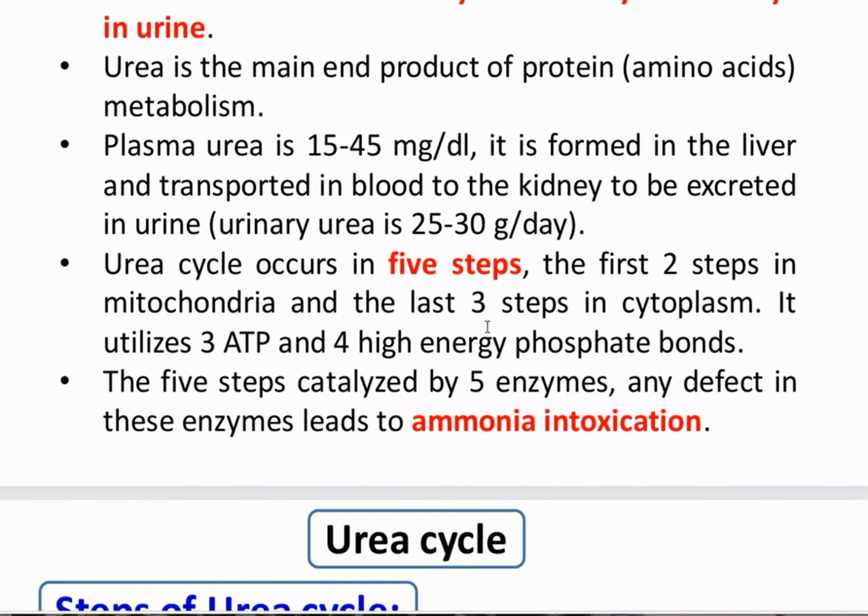Urea cycle occurs in 5 stages, or 5 steps. The first 2 steps occur in the mitochondria, and the last 3 steps occur in the cytoplasm. It utilizes 3 ATPs and 4 high-energy phosphate bonds. The 5 steps are catalyzed by 5 enzymes, and any defect of these enzymes leads to ammonia intoxication. So let us understand how the steps occur in the cytoplasm as well as the mitochondria.